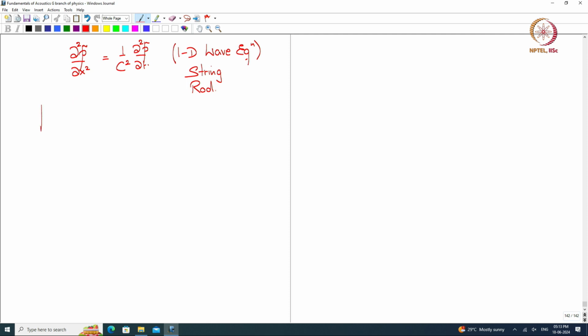Now again p tilde of x comma t, because it is semi-infinite, will be given by e to the power of minus j k x, e to the power of j omega t only. Because the pipe goes off to infinity, it cannot have a reflection. So the b tilde part is 0, and there is only one unknown, A tilde.